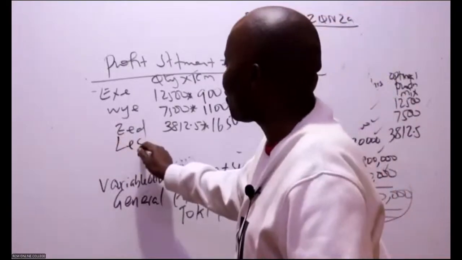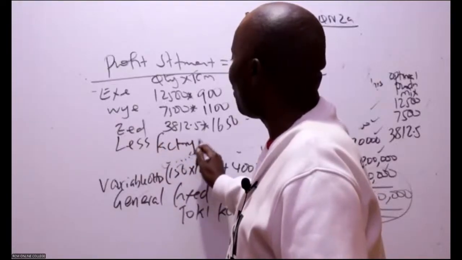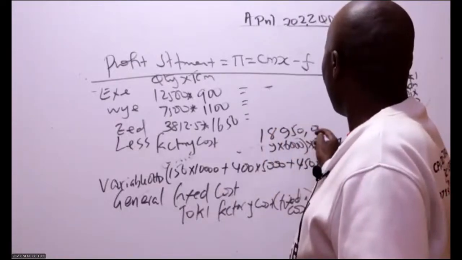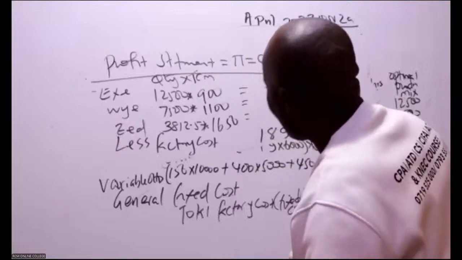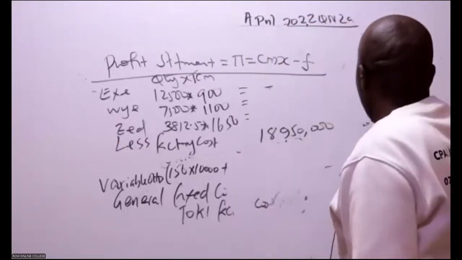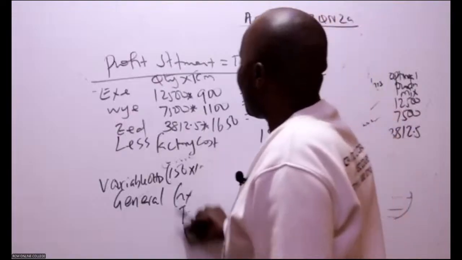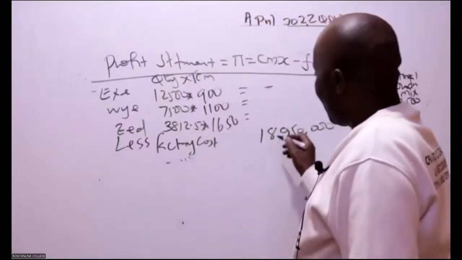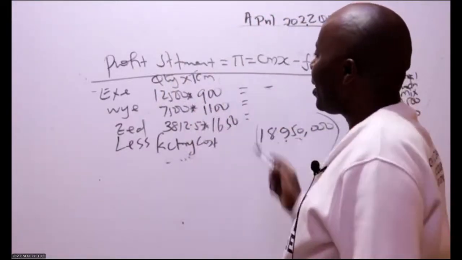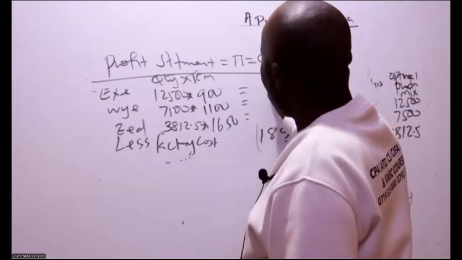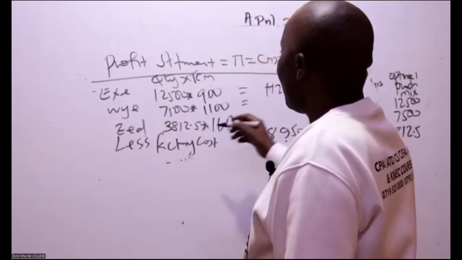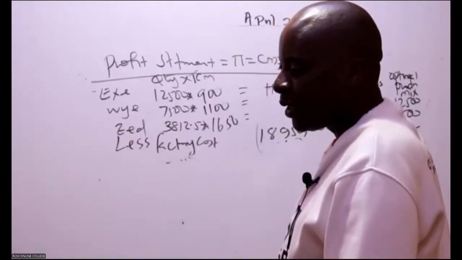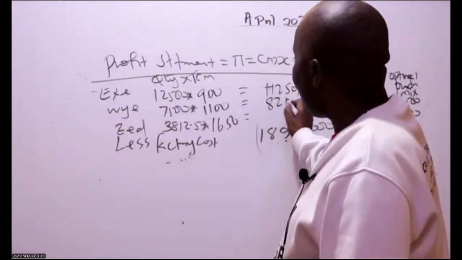So please give me these figures, less factory costs. And the factory cost is this 18,950,000. I don't want to leave this question hanging. I would want to finish it, and I can only finish it if you guys give me these figures. So this is to be subtracted. 12,500 times 900 is 11,250,000. Then we have 7,500 times 1,100, which is 8,250,000.